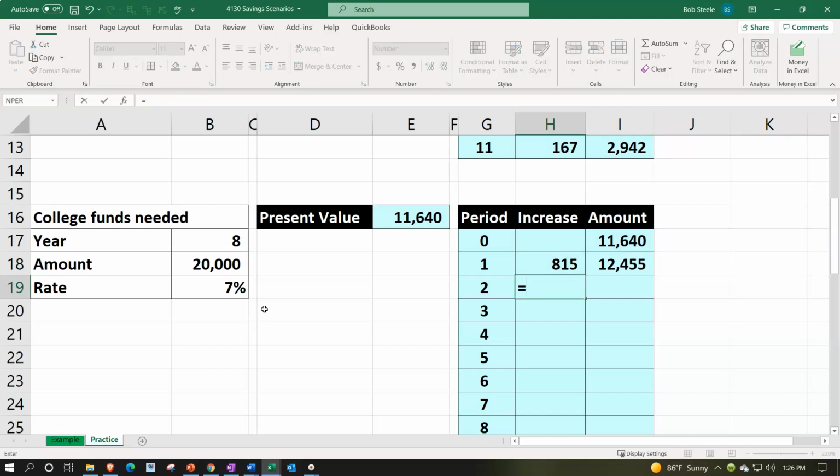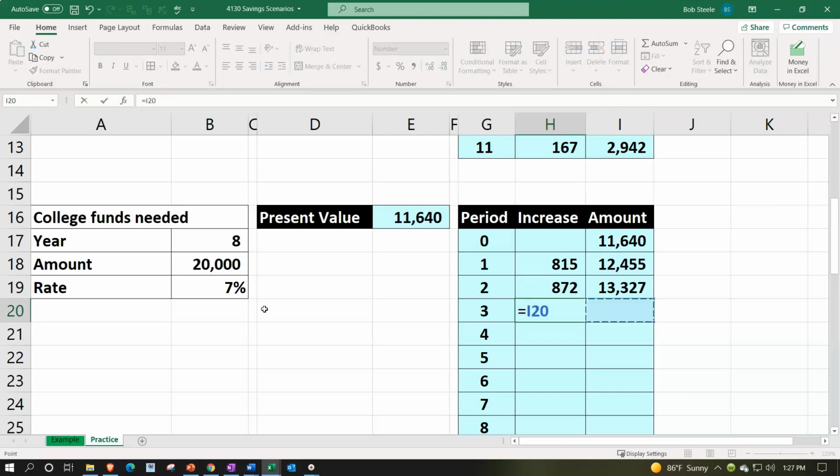Let's do it 1 or 2 more times. This is going to be equal to the 12,455 times the 7%. F4 on the keyboard. If we were to copy it down, $ before the B and the 19. Tab, this is going to be equal to the 12,455 plus the 7,872. We don't need any absolute references here because both those cells need to move down in relation.